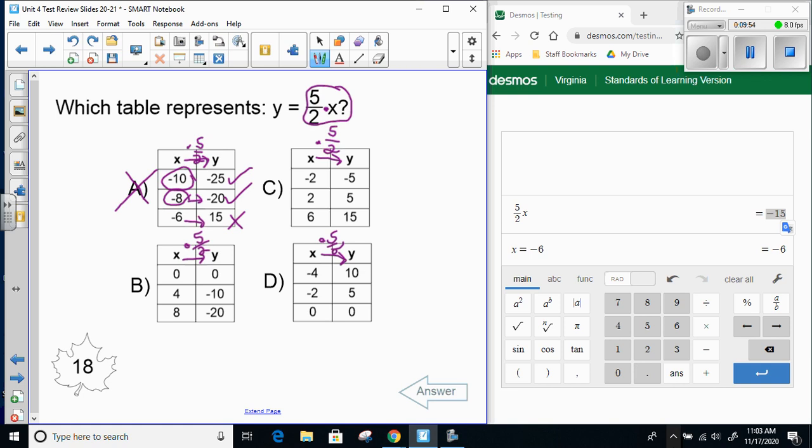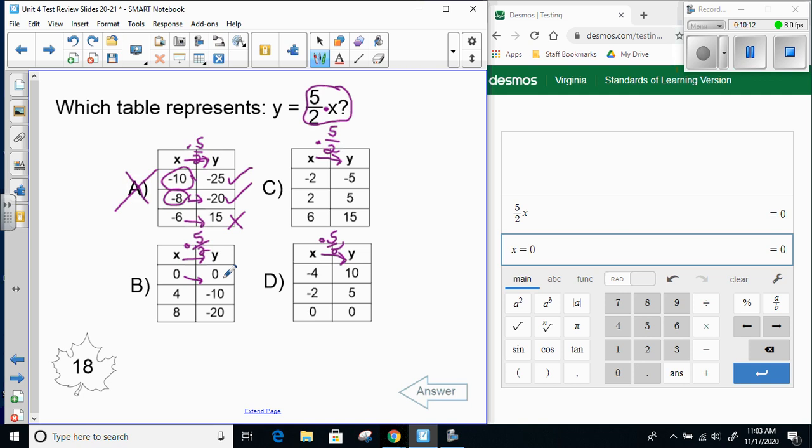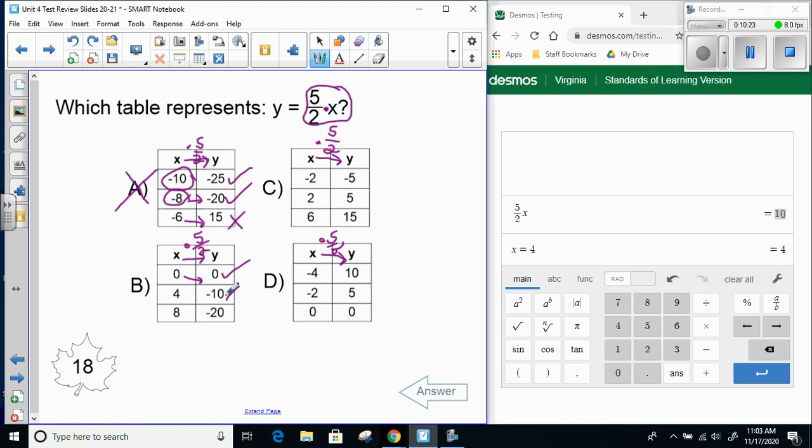So let's look at choice B, table B. Same equation, so we can keep the 5/2 x in here, but now our first x value that we're testing is 0. So I'm going to plug in x equals 0, and sure enough, y equals 0. That's a match. Now I'm going to plug in my next x value, which is 4. And Desmos is telling me that y should equal 10, but the table says -10. So that is not a match. So now I can eliminate B and move on.